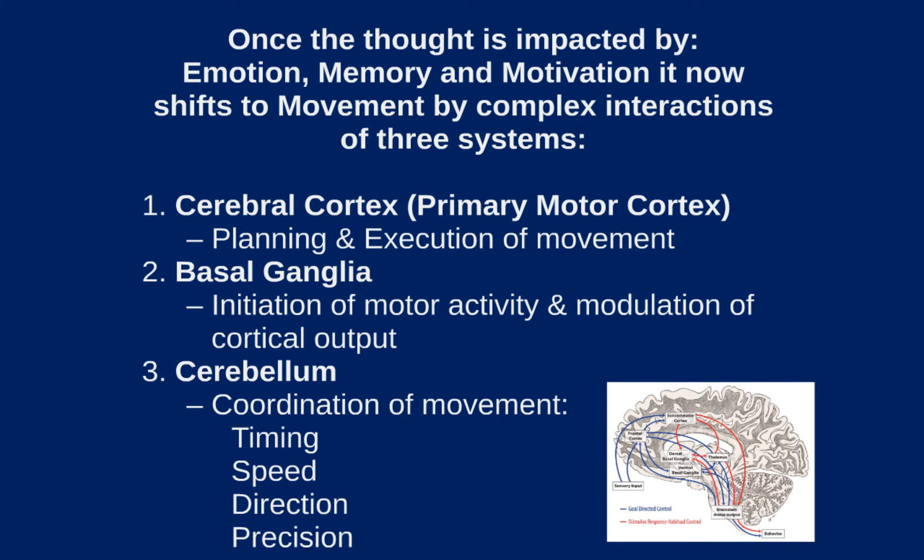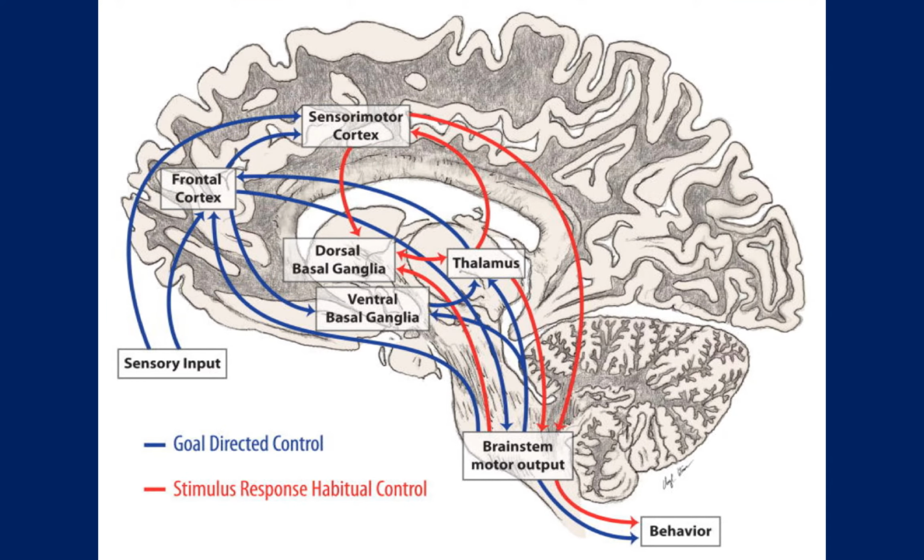So, as we're now starting to transition, I think we have to take a little bit of a deeper look. We have the limbic system and the prefrontal lobe, which is impacting our movement or our thought by emotion, memory, and motivation. But now as we shift into the movement, we start to have much more detailed, complex interactions. These interactions are between the cerebral cortex, which is the region that the primary motor cortex is located, the basal ganglia, and the cerebellum.